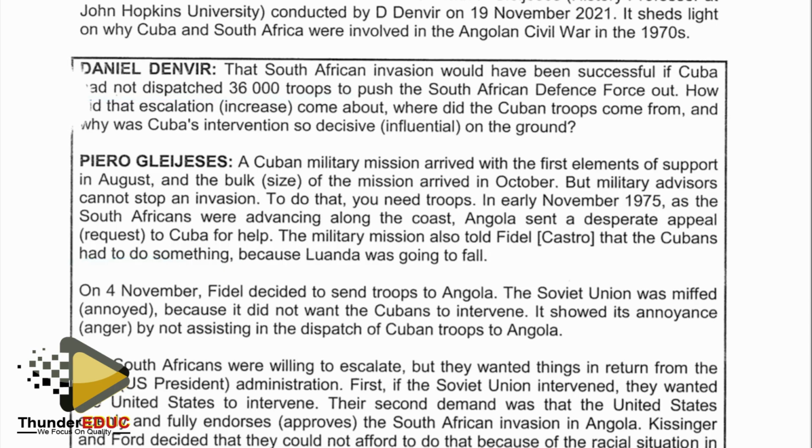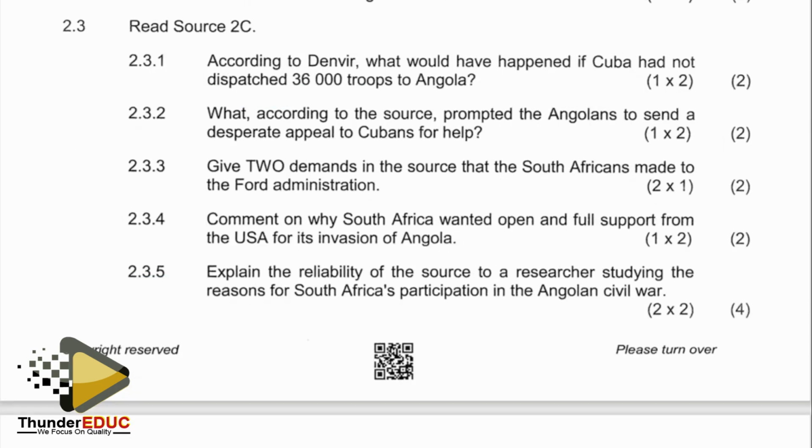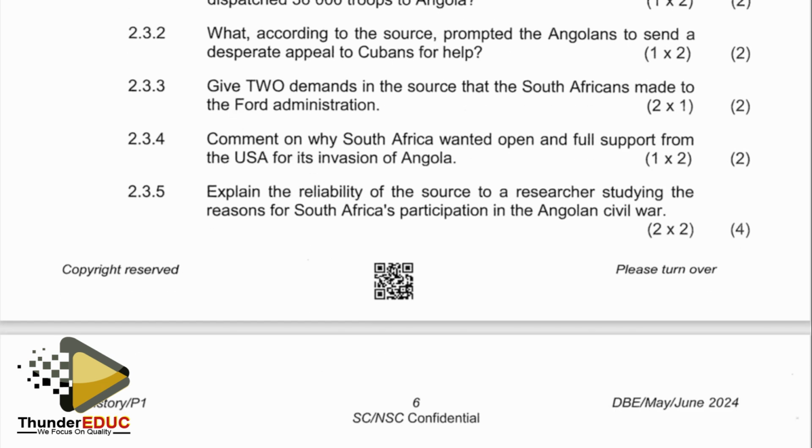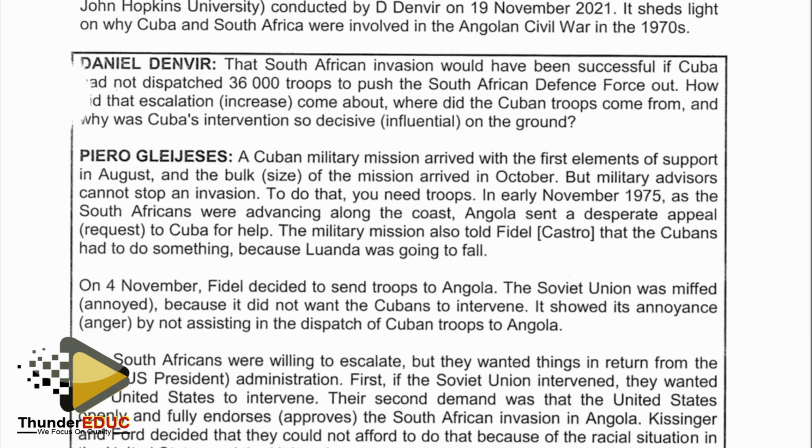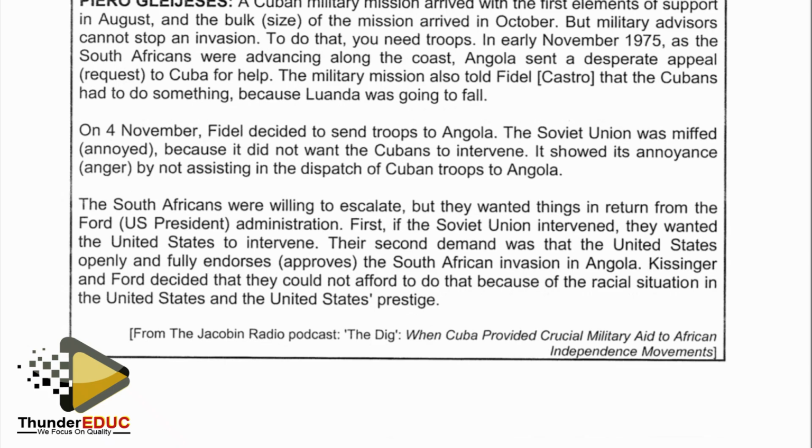Question number 1.2.3.3. Give two demands in the source that South Africans made for the administration. Right, what did South Africa claim to afford given the Angolan situation? If we check here, we find our responses.